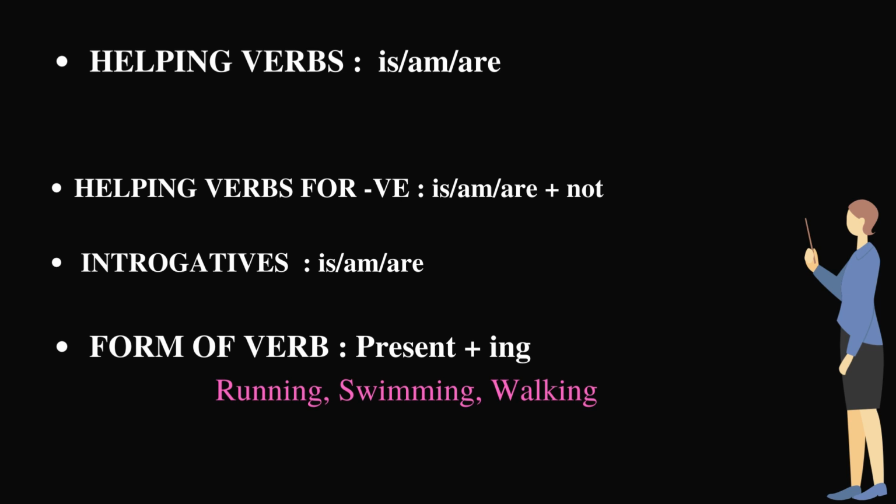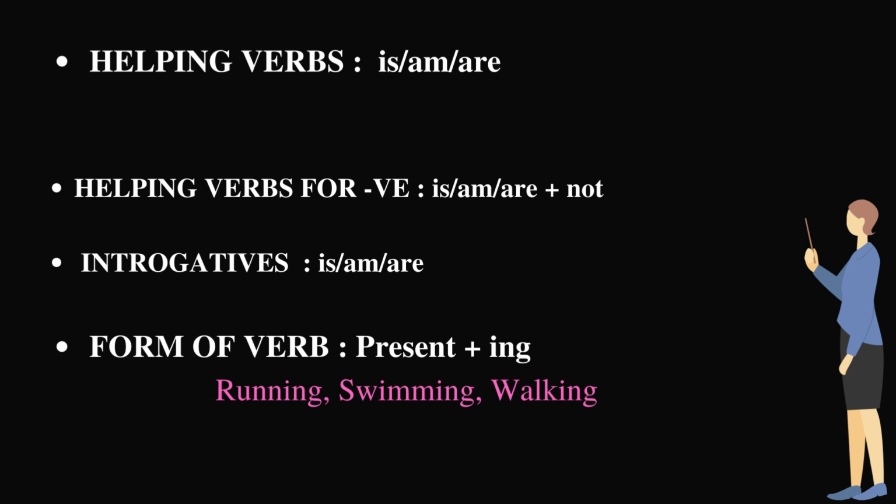For negative sentences, we have helping verbs is, am, or are followed by not. For interrogatives, we have the same helping verbs is, am, or are placed at the start of the sentence, making them questions.